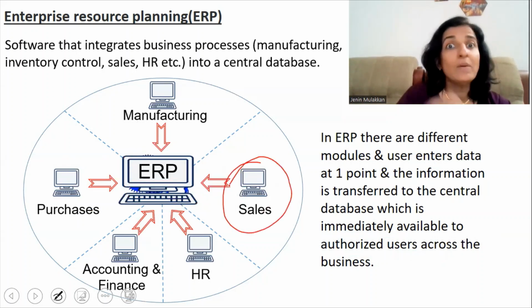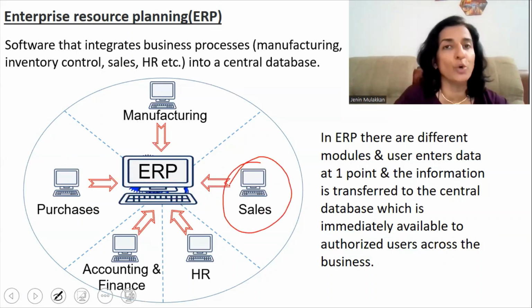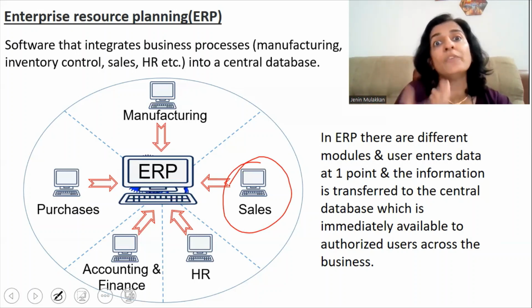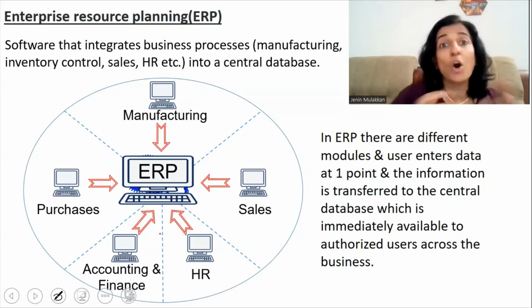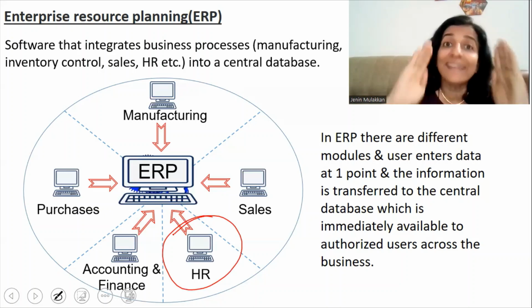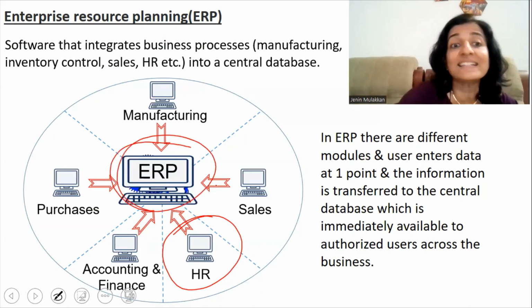Now, the sales people will have access only to their sales module. They will not have access to the general ledger wherein they can see the profits that is achieved by the company. Or they cannot view the salary package of the CEO, which comes from the HR module. So only authorized people can see the information in the central database.